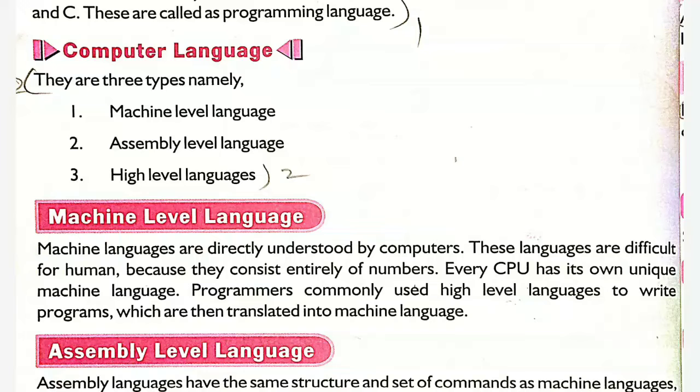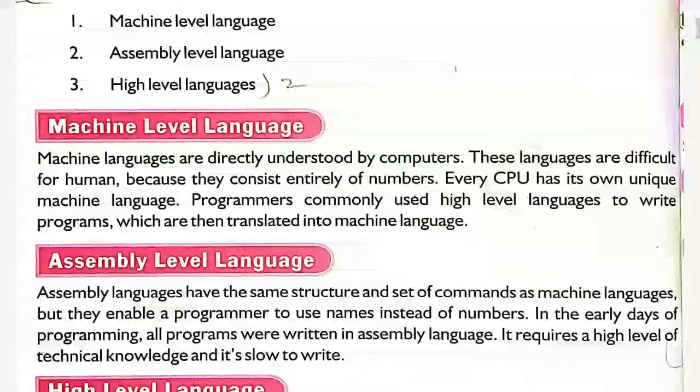Okay, so the first thing is machine level language. So machine level language are directly understood by computers. These languages are difficult for human because they consist entirely of numbers. Okay, each CPU has its own unique machine language. Programmers commonly use high level language to write programs which are translated into machine level language. Okay, so the first thing is machine level language.